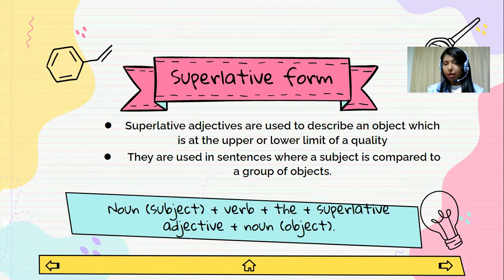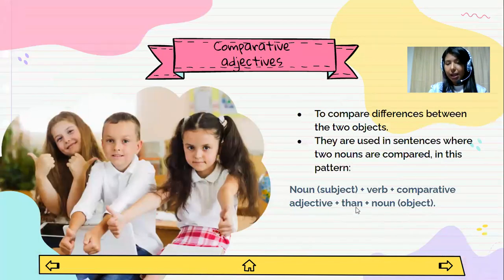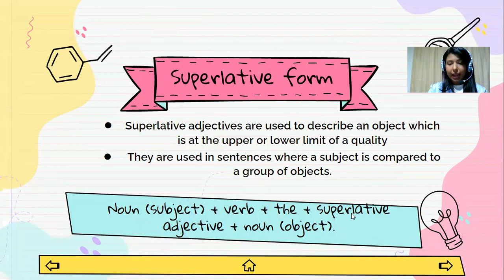And the superlative form, on the other hand, is when you are comparing one object with the rest of a group. Okay, we have a group, and you are using the superlative form, and it has a pattern as well. We have the noun plus the verb plus the superlative adjective plus noun. That is the second object, okay? What is the difference between this pattern and the last one? As you can see, in this one we have than. And in this one, we have the, that is before the superlative adjective, okay?